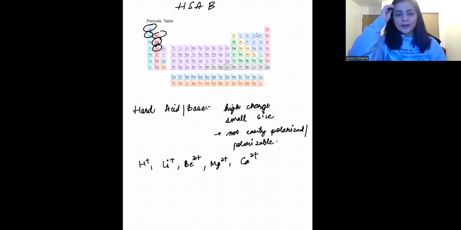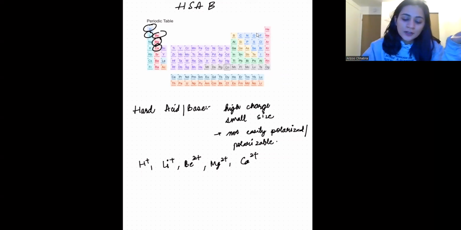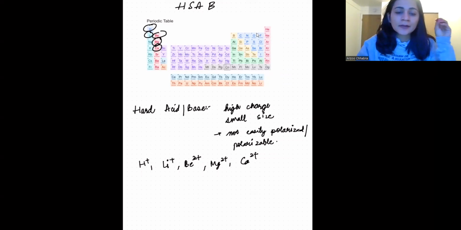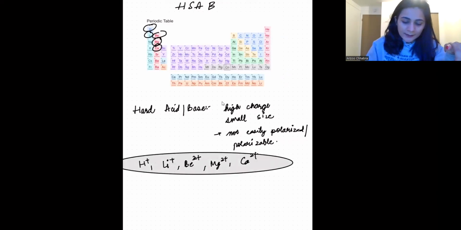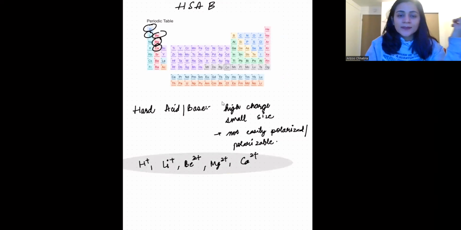Clearly, if you have a plus charge on them, we would consider them acids. They will be categorized under the category of acids. And for bases, if you see nonmetals with negative charges, they would be considered bases, right? So right over here, these are the examples of hard acids. And with the same logic, let's think about what would be an example of a hard base.